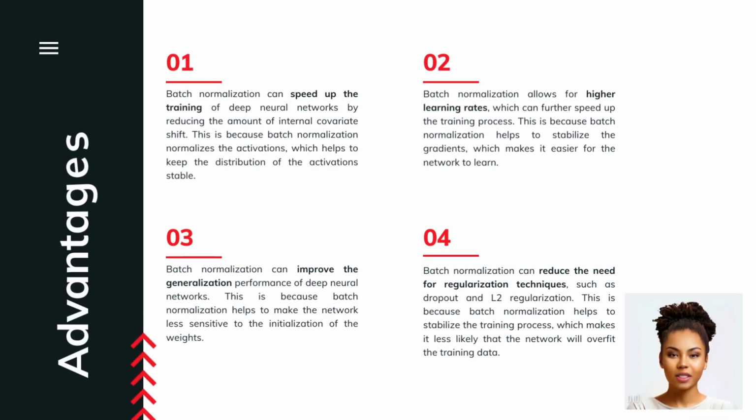Let's explore the benefits of batch normalization. Accelerates deep neural network training by minimizing internal covariate shift. Activations are normalized, ensuring stable activation distribution. Facilitates higher learning rates, expediting training. Stabilized gradients simplify learning. Enhances generalization performance. Reduces sensitivity to weight initialization. Lessens reliance on regularization techniques like dropout and L2 regularization. Stabilizes training, curbing overfitting risks.